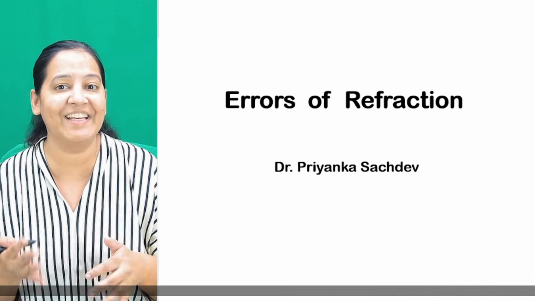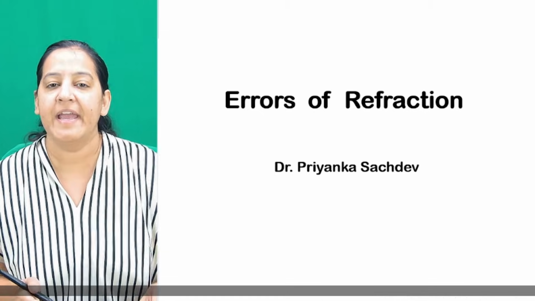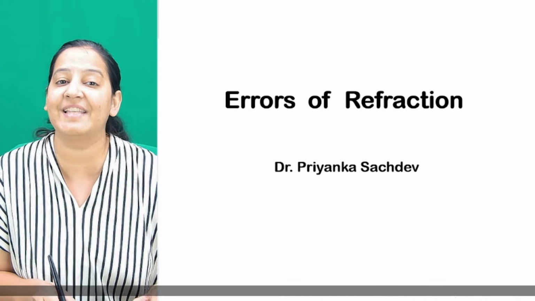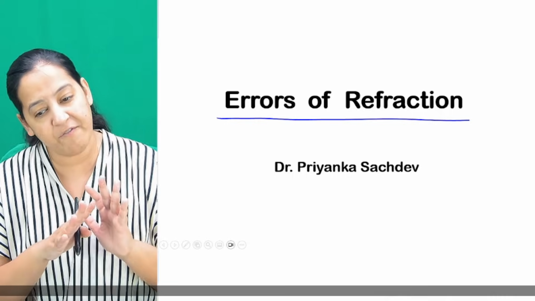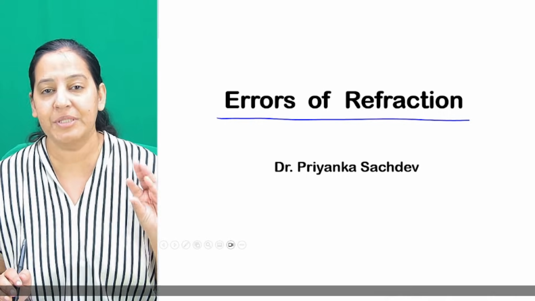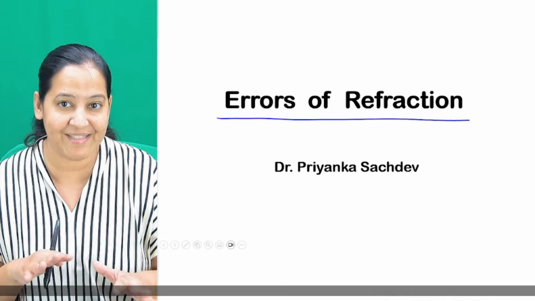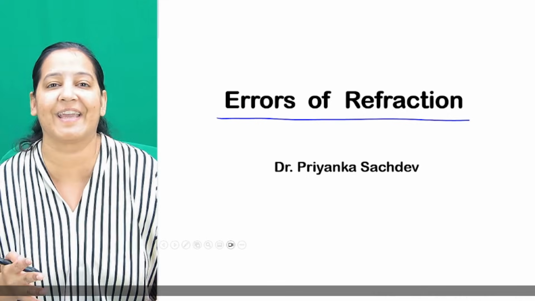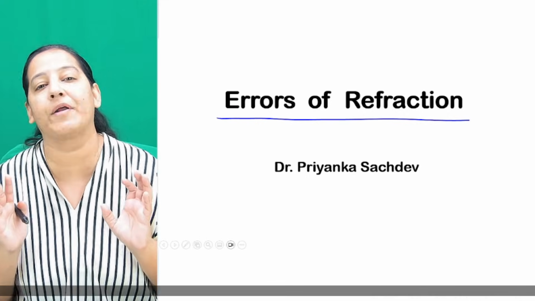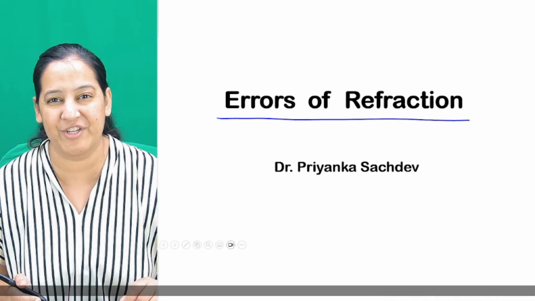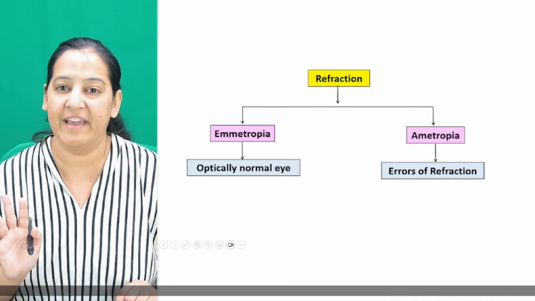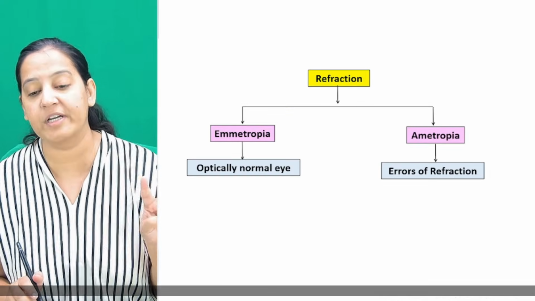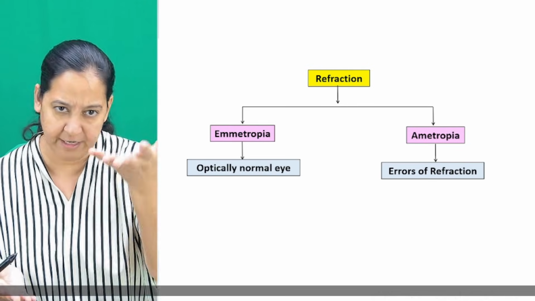But before I directly jump onto errors of accommodation, in the first 5 minutes, we will revise the errors of refraction. We have already completed errors of refraction. So in the first 5 minutes, we will understand the basics again, brush up the concepts, and then we will quickly move on to accommodation followed by errors of accommodation. We have already studied errors of refraction. We will revise. If you have not attended, you will understand now.